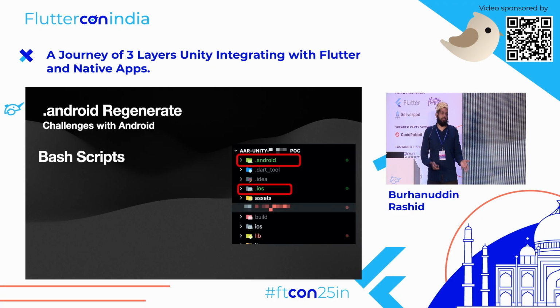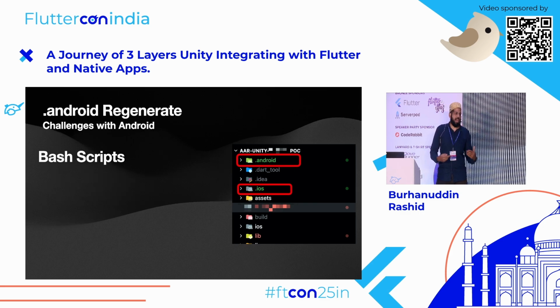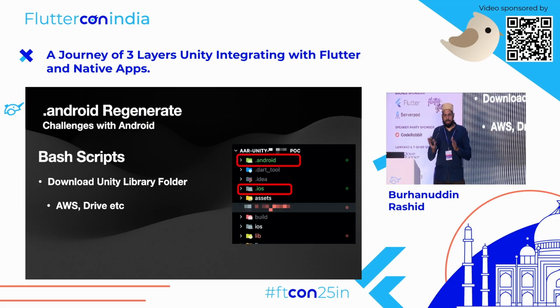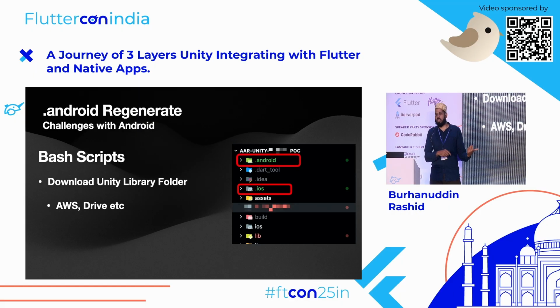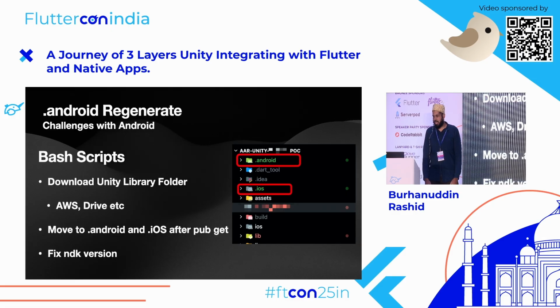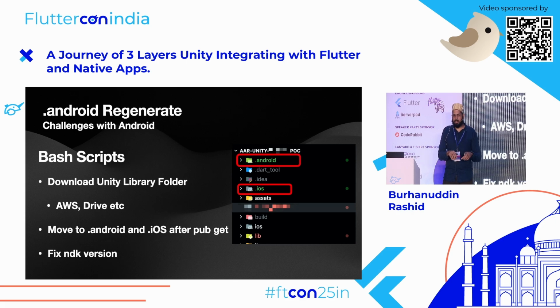Now, the obvious solution for this was to add a bash script. And that script basically downloads your Unity library where you have stored it, I have shown Google Drive, right? It can be AWS, Google Drive, or any other storage you have in your company. It downloads that to your local, and then moves it to your .android and .ios after pub get is run, so that you have that in your native integration. And then you also fix the NDK version, so whatever version regeneration is happening, since you have hard-coded that in your script, it will remain the same for Unity and the same for your Android version.